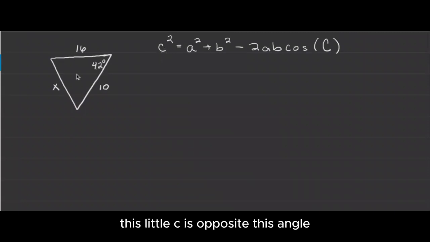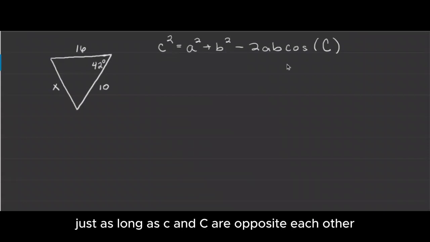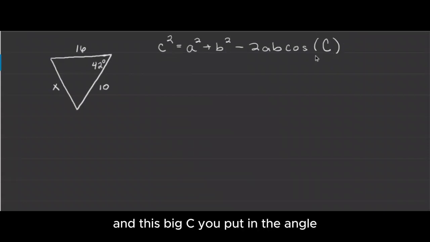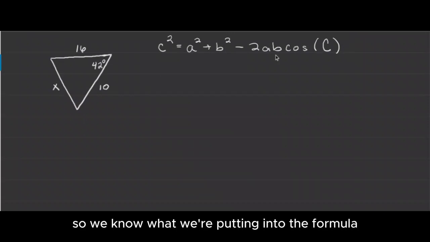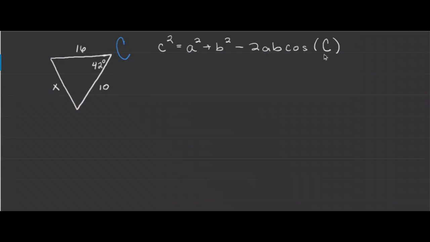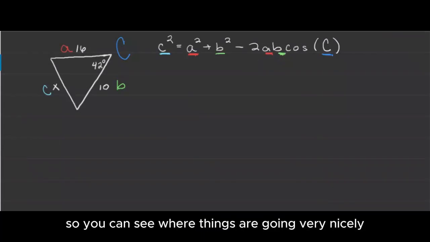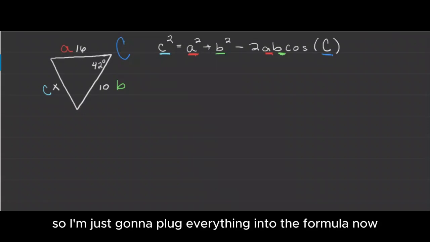This little c is opposite this angle, so I need to put x in for little c. Otherwise, nothing else matters, just as long as little c and big C are opposite each other, and in big C you put in the angle. So I'm going to go ahead and label the triangle so we know what we're putting into the formula. I've color-coded things so you can see where things are going very nicely. So I'm just going to plug everything into the formula now.